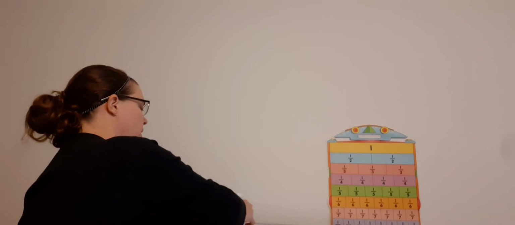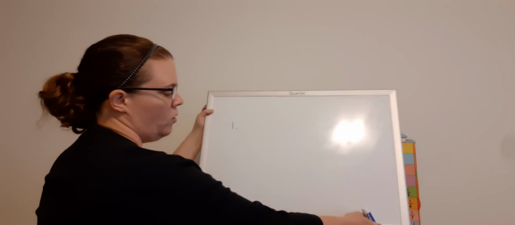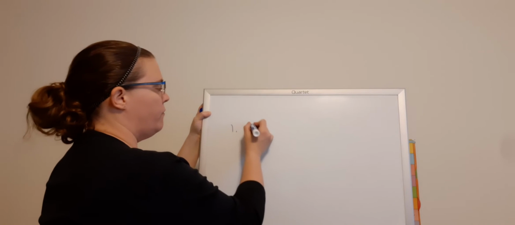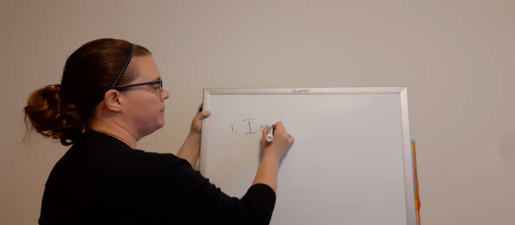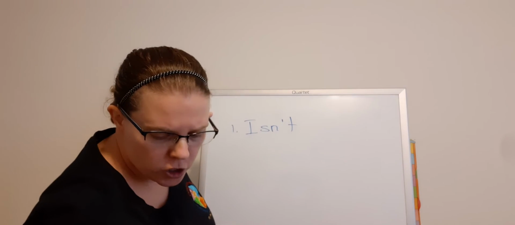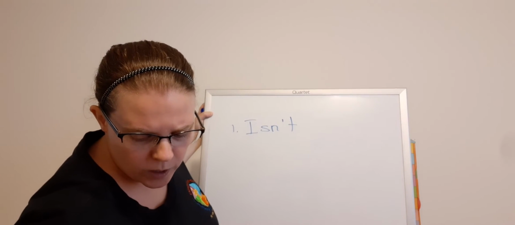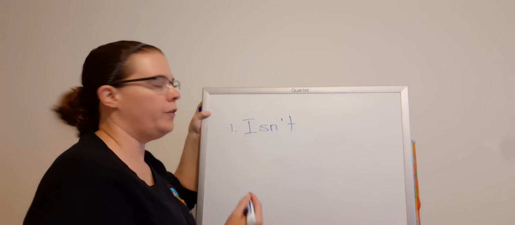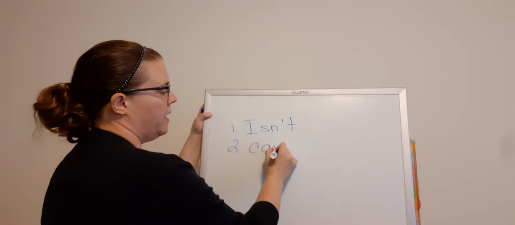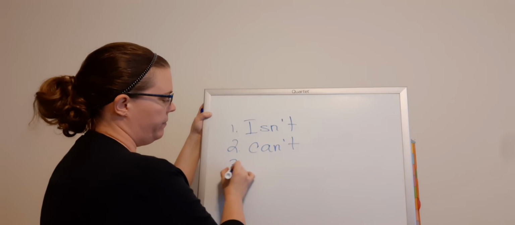So which word in there needs an apostrophe would be isn't. So isn't, and since it's the first word, I'm going to capitalize it. So isn't would be written like that. Number 2, Jimmy can't decide what kind of pizza to have. Well, the word in there that needs an apostrophe is can't. So I would write can't correctly.